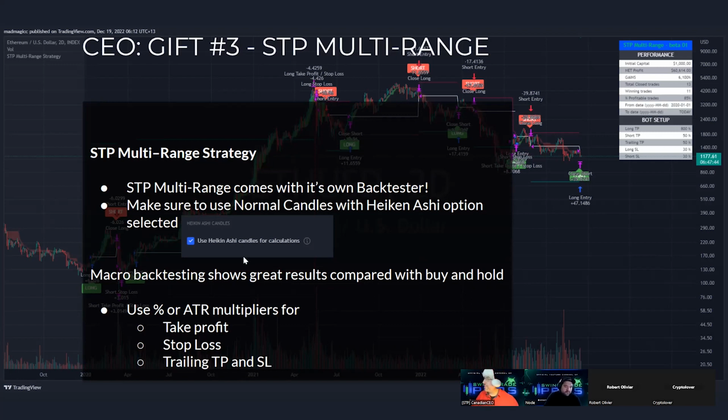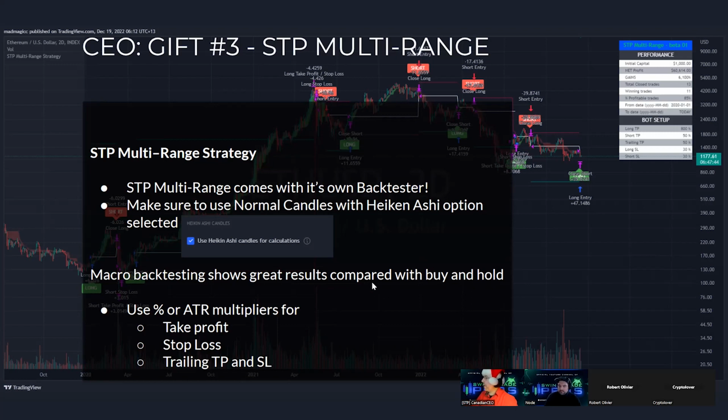What's going to fix it is you go on normal candles, and then you use Heikin-Ashi candles for calculations. That's right in there in the indicator. Okay, and so make sure you have this selected. Very, very important. Then you get accurate back testing. And when it shows you the difference compared to buy and hold, it also shows you you can have a percent or use ATR multipliers for take profit, stop loss, trailing TP, and stop loss. These are very helpful, especially for Profit Trailer, when you want to use these more advanced ways of TPing and stop loss, very interesting.